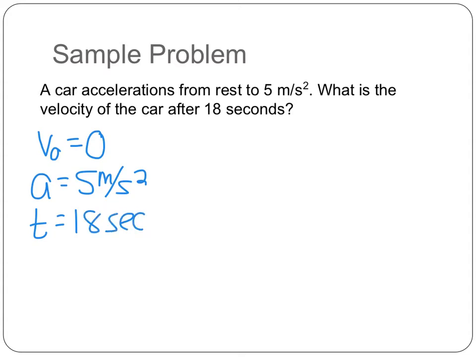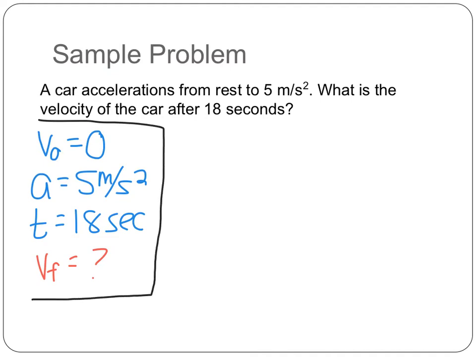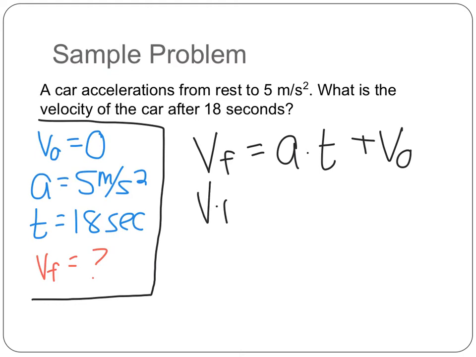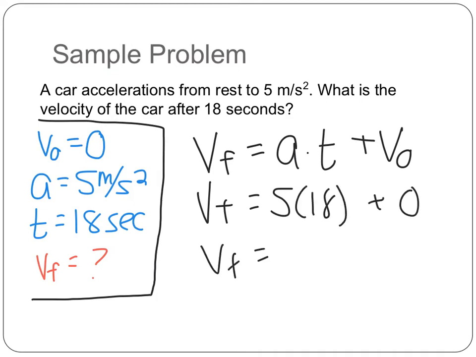What am I looking for in this problem? I am looking for the final velocity. This box right here needs to be on every single one of your problems. These are our givens and our unknowns. So if we look back at our kinematics equations, we should see that we are going to use VF equals A times T plus V0. Why? I'm looking for VF, and I have V0, A, and T. So let's plug our numbers in. And our final answer is 90 meters per second.